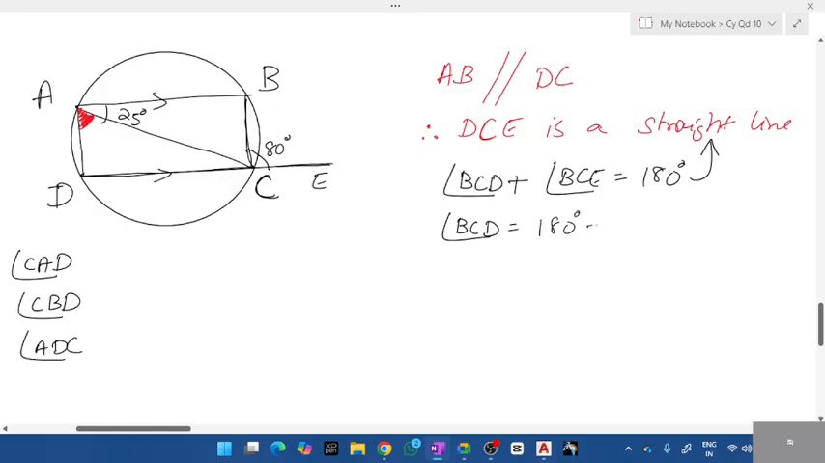Yes, Yusra. Second part, CBD. Okay, CBD. First one, you got the answer for the first one. Okay, what's the answer for CAD? Good, 55 degrees. Next, we have to find CBD.